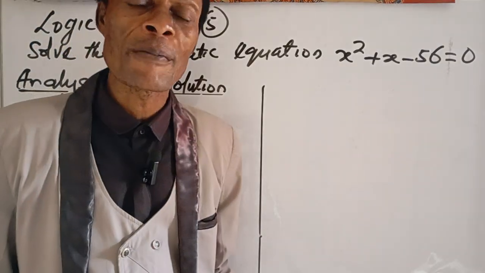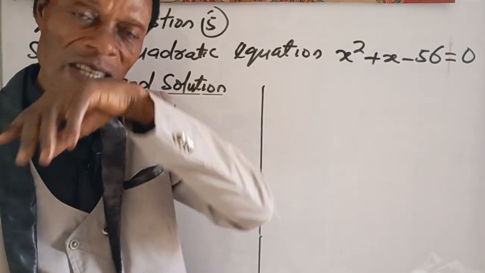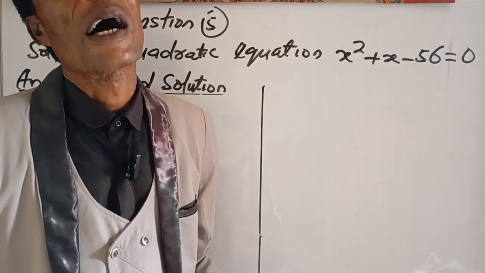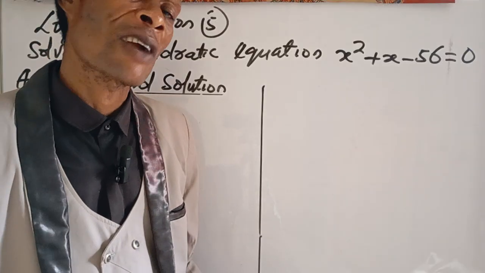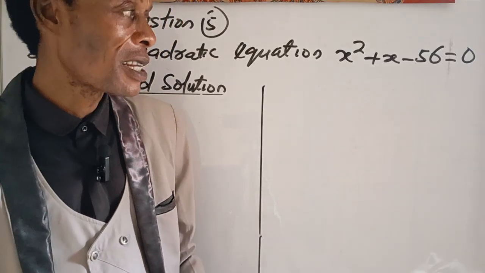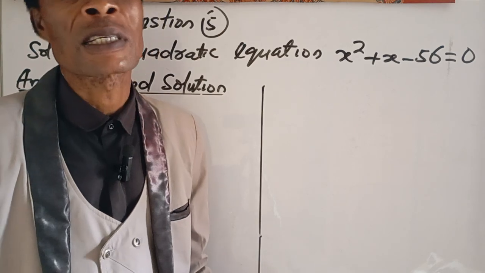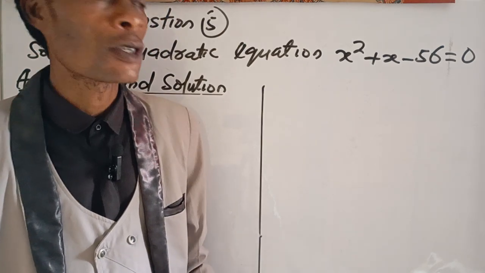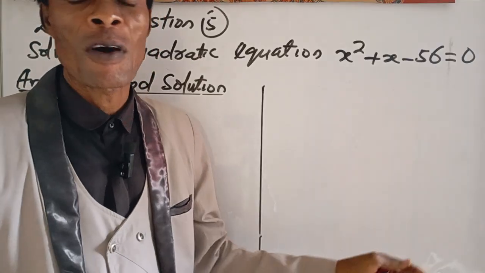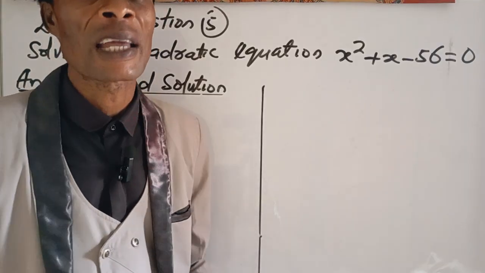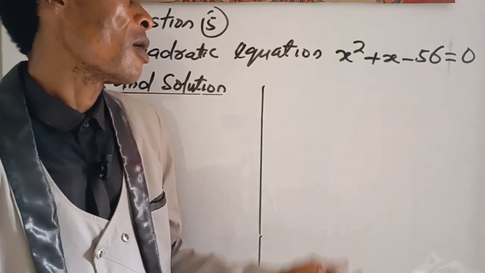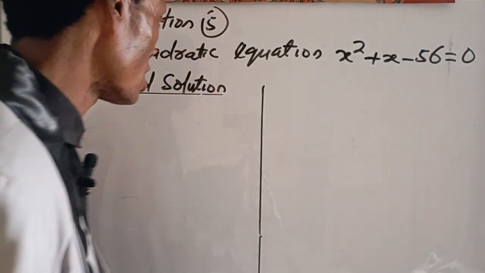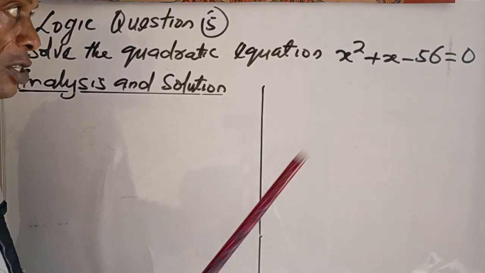Now we have different methods of resolving a quadratic equation. The first method we use is factorization, followed by completing the square. Then the third one is the formula method, and the fourth is graphical solution. Apart from these 4 methods, we still have other questions that come under quadratic equations. Now, based on this, we are asked to resolve this.